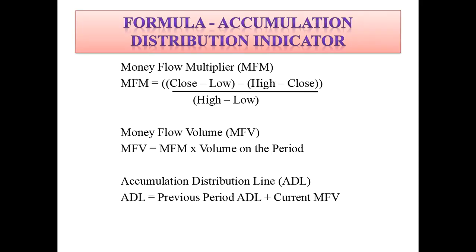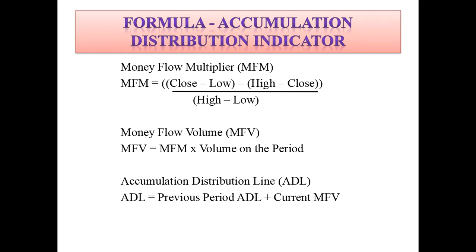Now let's look at the formula for calculating the accumulation distribution indicator. First, we have to calculate the money flow multiplier, also known as MFM. This is given by the closing price minus the lowest price of that day, minus the highest price minus the closing price of that day, then the whole divided by the highest price minus the low price.